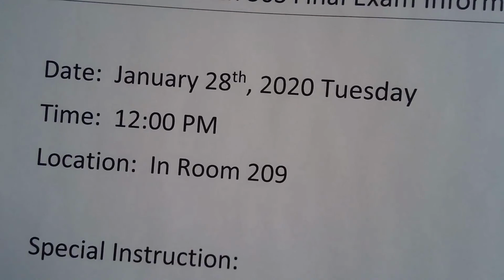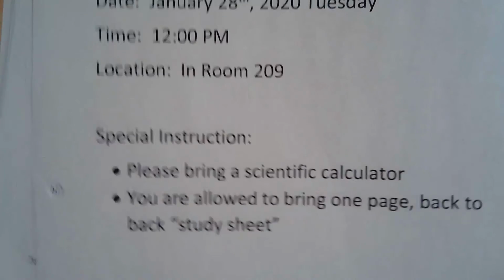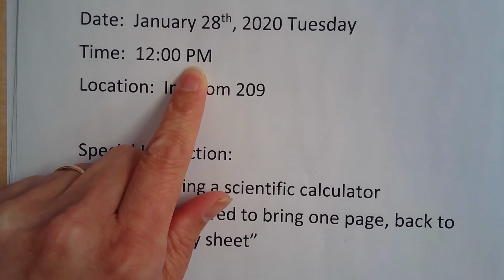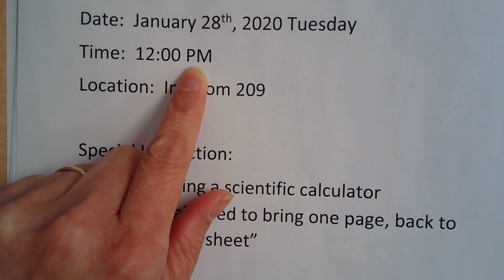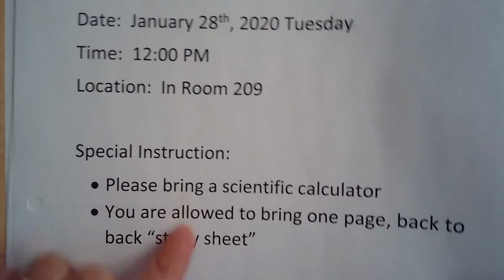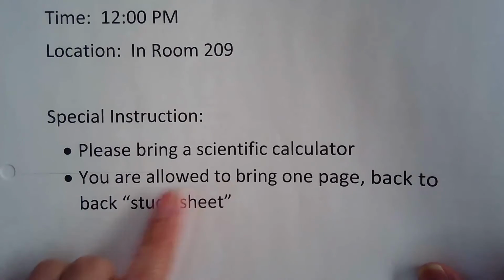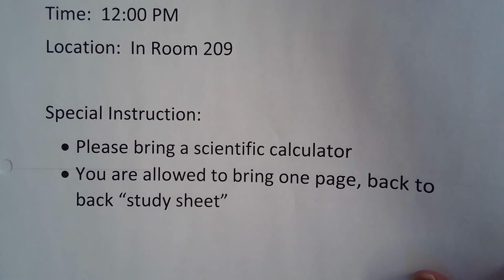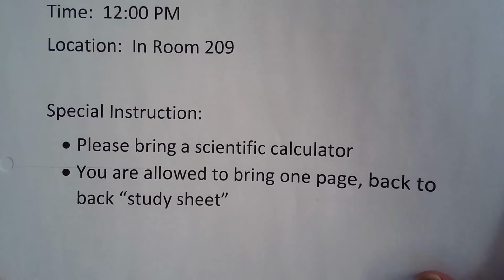So this is the instruction. Okay, so 12, it's supposed to be 12 to 2, but we can give you up to an hour. So it could be 12 to 3 if you need it. But after that, 3 o'clock, it's done. Okay? You're allowed to bring a calculator, and you can bring one page back-to-back study sheet, and it could be on anything.